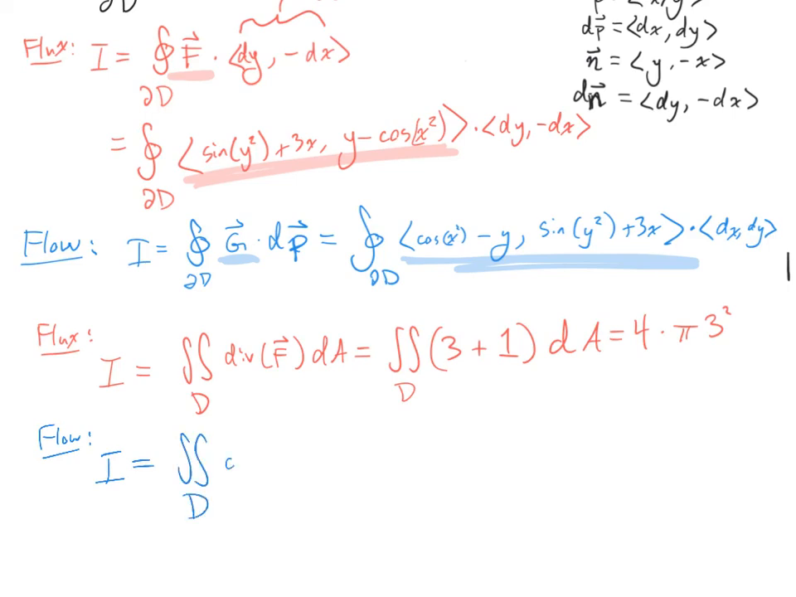For the flow integral, I also use Green's theorem to get the double integral over the disk of the curl of G dA. And the curl I also compute using partial derivatives, but you take the x derivative of the y component. If you'll see, that's still this 3x, it's just in a different place now, so that's 3, and then it's minus the y derivative of the x component, which is minus 1. So that still gives me 4 times pi 3 squared.